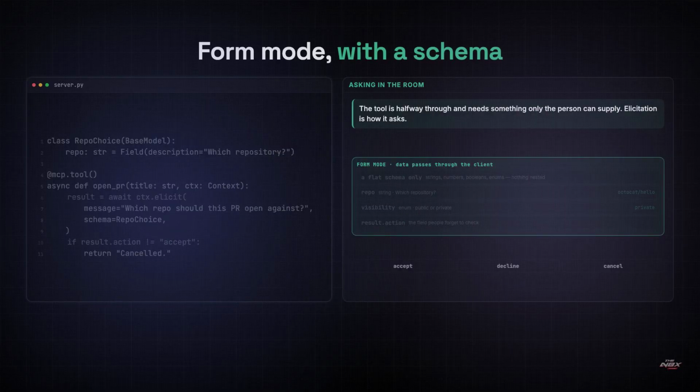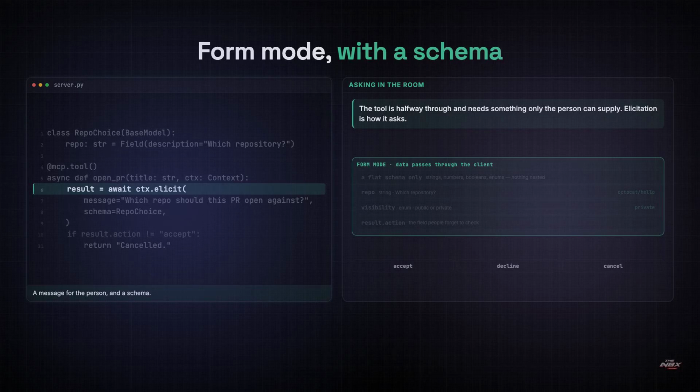Form mode is the ordinary case. Your tool stops, describes what it needs, and hands over a schema. CTX, elicit takes a message the person will read, and a Pydantic model describing the shape of the answer, so the client can render a real form with a labeled field instead of guessing from prose. The schema is deliberately restricted to flat, primitive fields, strings, numbers, booleans, enums, because every client has to be able to draw that form, and nobody draws an arbitrary nested object well.